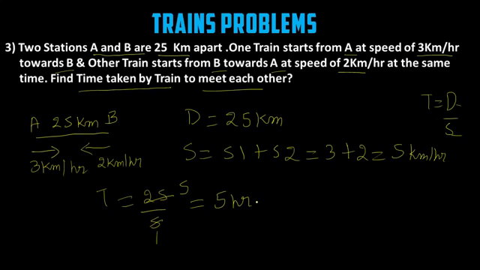You can also be asked to find the time in seconds. As we know, friends, 1 hour is equal to 60 minutes and each minute has 60 seconds. So we multiply by 60 into 60. So it will give us 18,000 seconds. Now we move on to our fourth question.